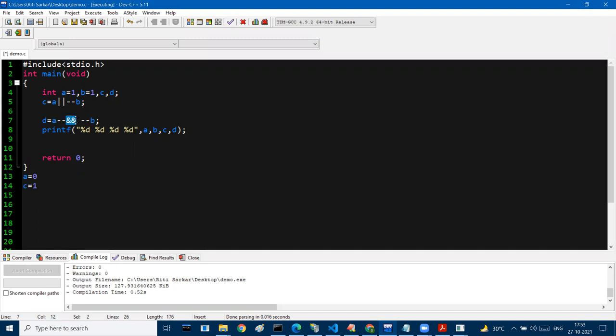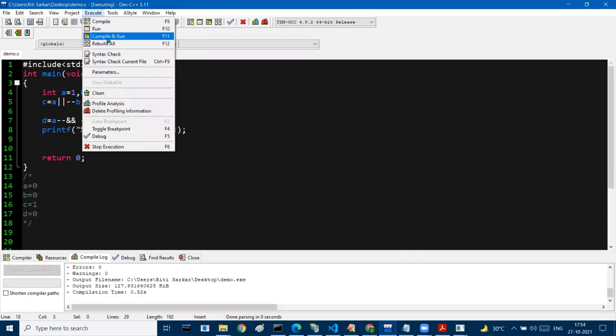Now, once I come into the other half, this is pre-decrement. That means B will be decremented. B value is 1, decremented it will become 0. So what value am I getting here? 0. Logical AND: if I get a 0 on either side, the result will be 0. So the value of B will become 0. Then what is the answer? 0, 0, 1, 0. Let us verify it once.